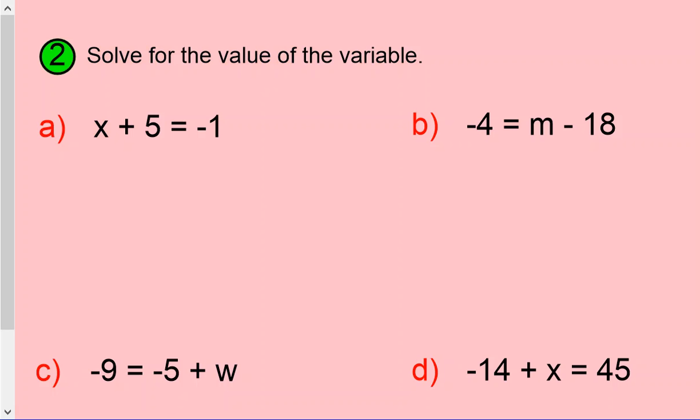Solve for the value of the variable. So in each of these equations, we're trying to figure out what is the value of the variable. Okay, so you can go ahead and pause here, try these problems out on your own, and then resume the video and see how you did.